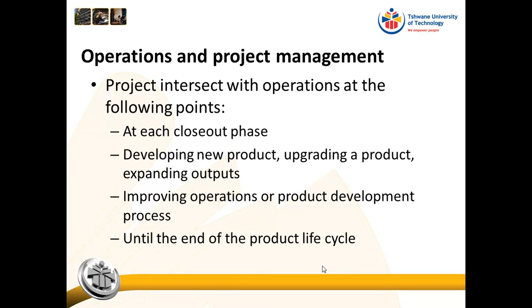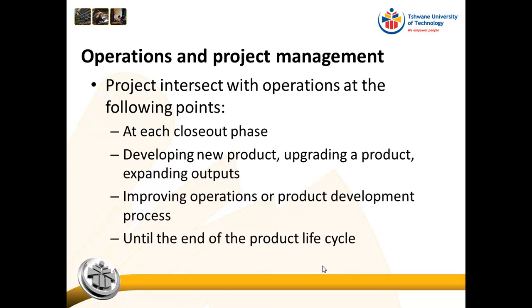Projects can also be used for improving operations or product development processes. And at the end of the product life cycle, we also then will go over to a project again, because that is when we will dispose of the product. So say for example the product was the factory where we made wine glasses. The factory has now gotten to the end of its life.